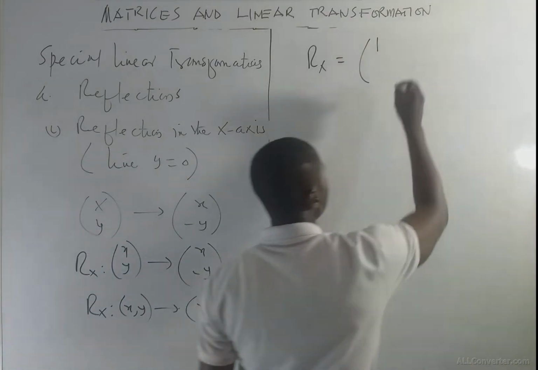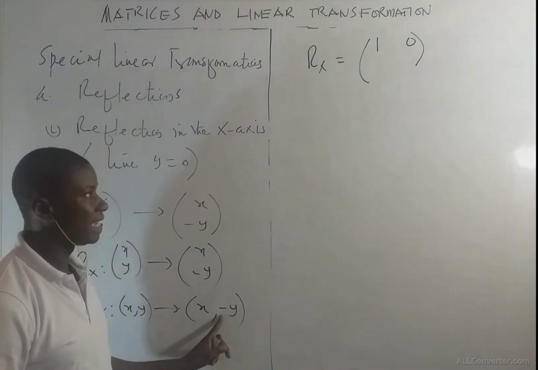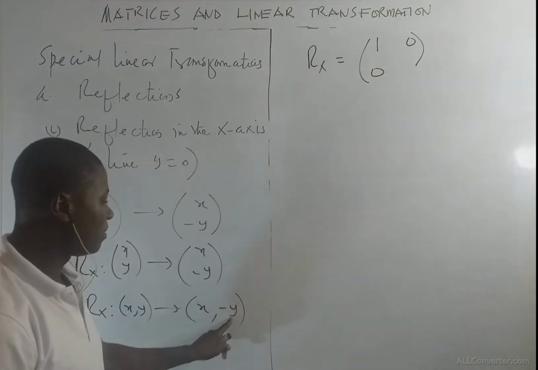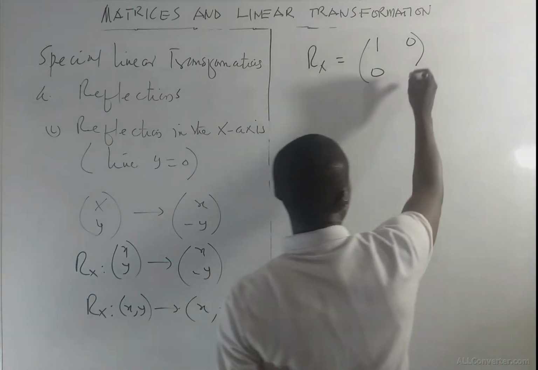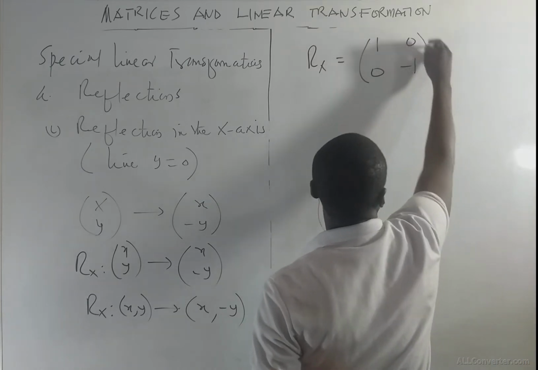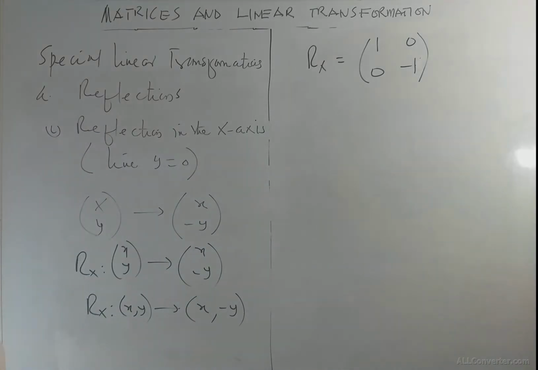So that means that this should be 0. Then after the comma, we don't have any x term. That means that we have 0 here, but the coefficient of the y term is minus 1. Therefore, we are going to have minus 1. So this will be the matrix for the reflection in the x-axis.